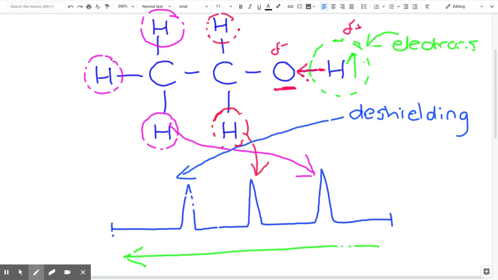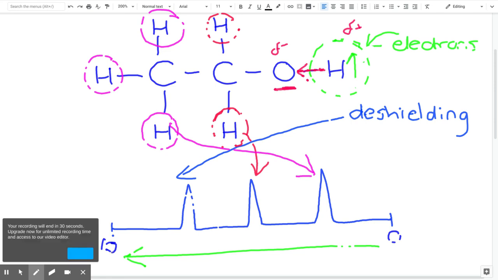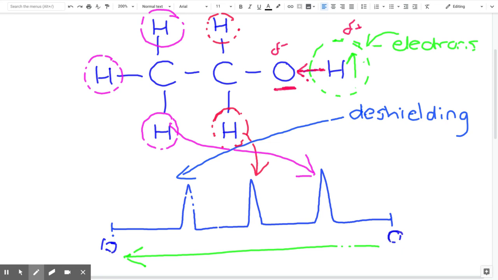So the position of the peak on the scale, a scale which goes from 0 to 10 but goes backwards, essentially. It's not a negative scale, it just goes backwards. But on a scale of 0 to 10, the closer you are to the left-hand side, the more de-shielded the proton you are observing is. So for this one, the OH proton is the one furthest to the left. The CH3, furthest from the electronegative atom, is the one on the right.